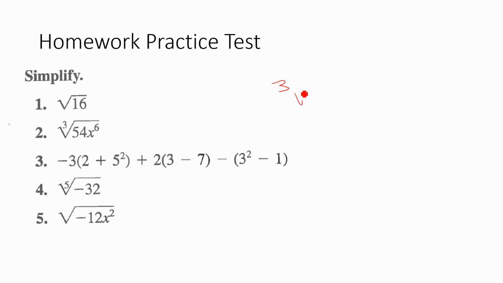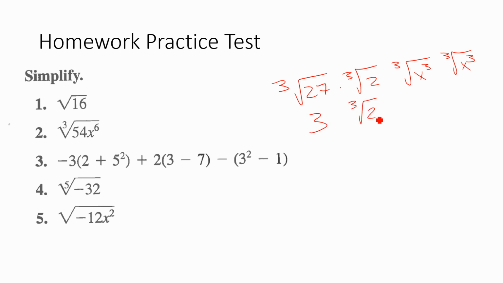Let's split this up into the cube root of 27 times the cube root of 2, and then the cube root of x cubed, and the cube root of x cubed. So this turns into 3. This is the cube root of 2, nothing you can do about that. And both of these turn into x's. So we end up with 3x squared times the cube root of 2.